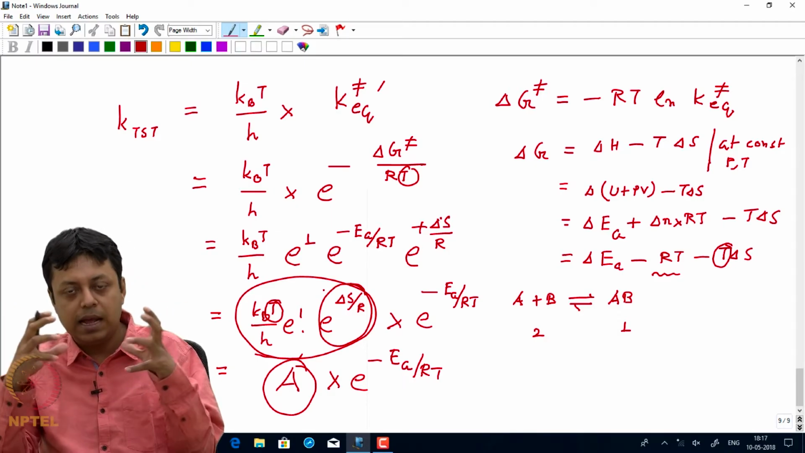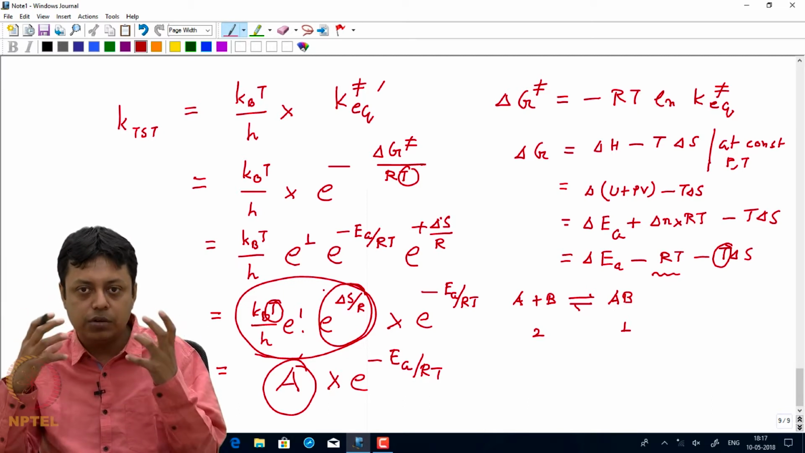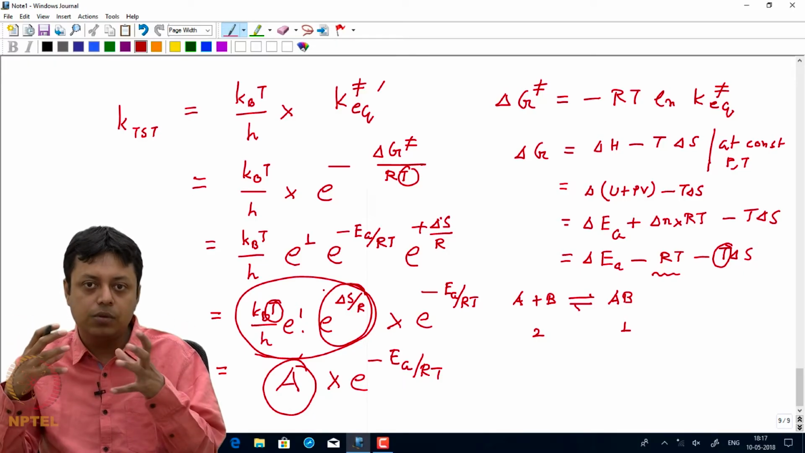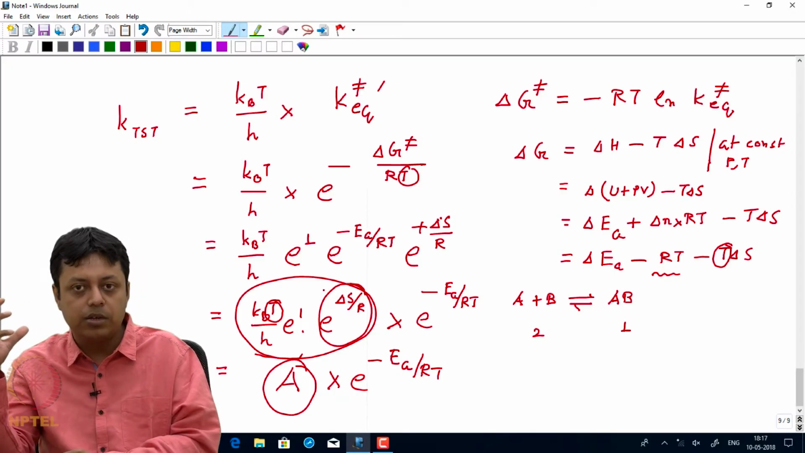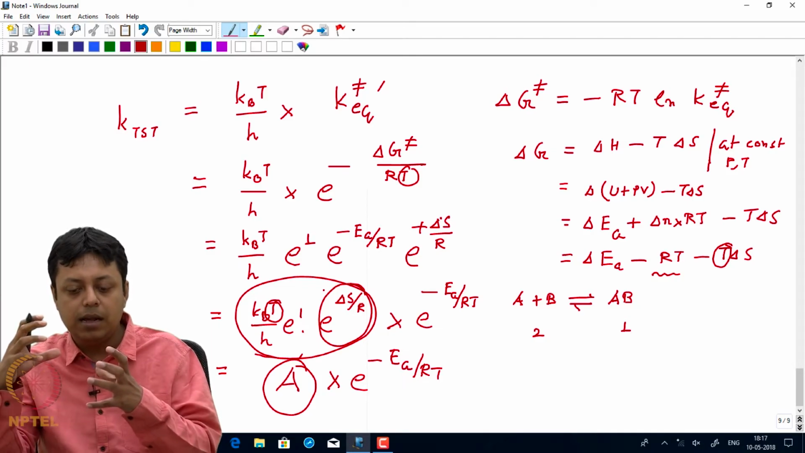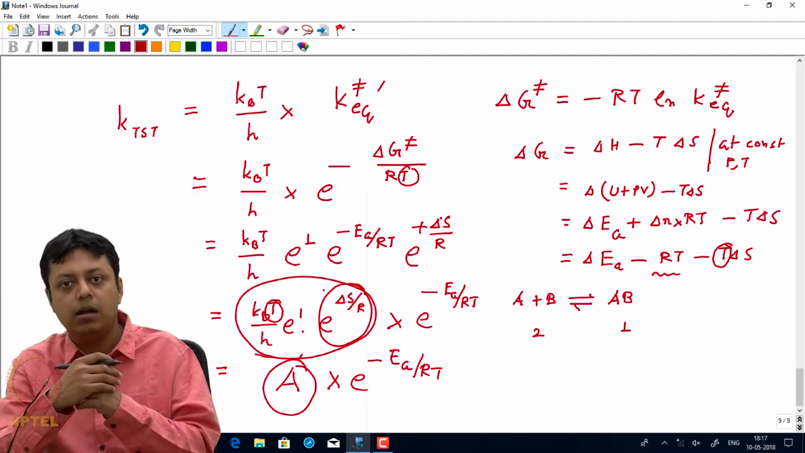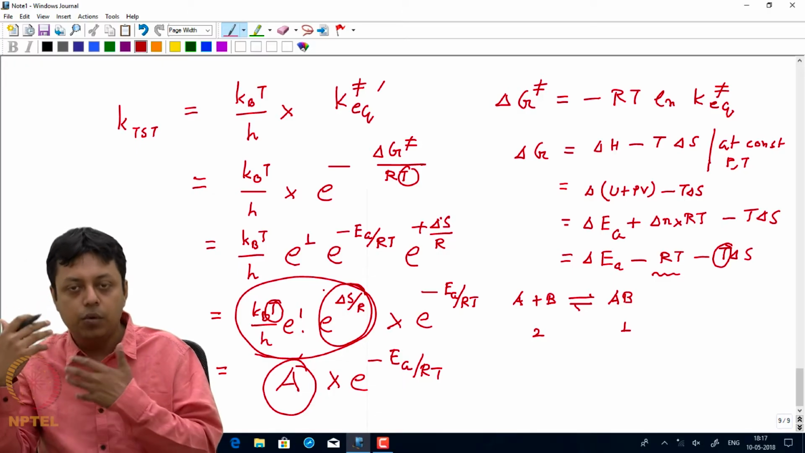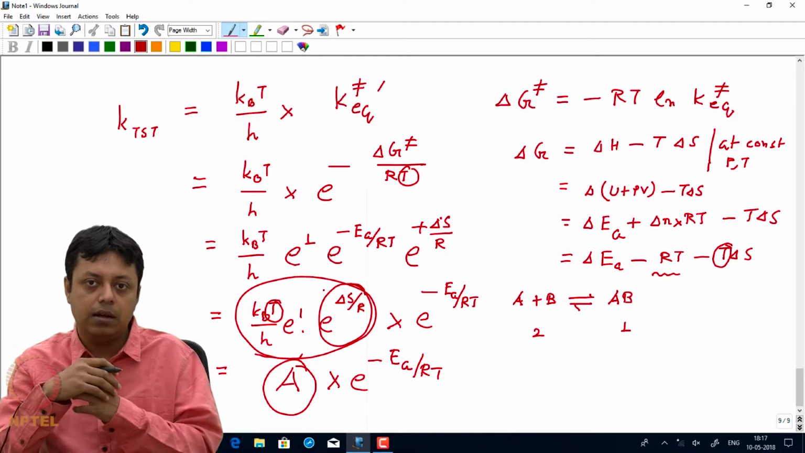The A there is related to the number of collisions, because if you remember this collision cross section pi b max squared times the relative velocity, these two things give you basically the number of collisions, and then there is an energy factor which is e to the power minus some energy by RT. That energy factor takes care of the fact that not all collisions give you the products, only those collisions which can cross a certain amount of energy will give you the product, but then we always overestimate the reaction rate.